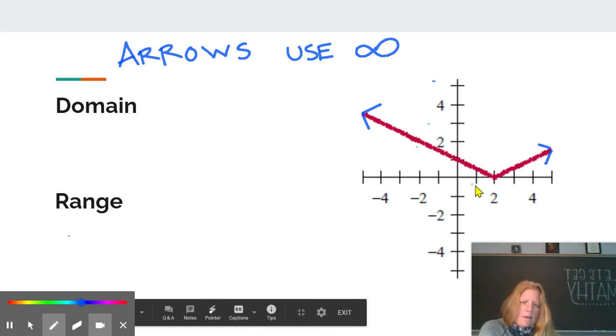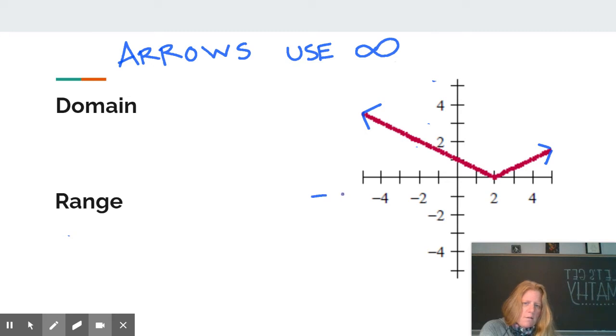So we can see here that the domain is going from negative infinity over here to positive infinity over here. And again, we are just specifically focusing on inequality notation. There are other ways to show domain and range, and you'll learn those in future classes. So your domain is negative infinity is less than x, and x is less than positive infinity.